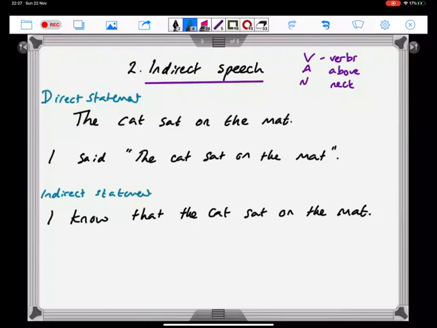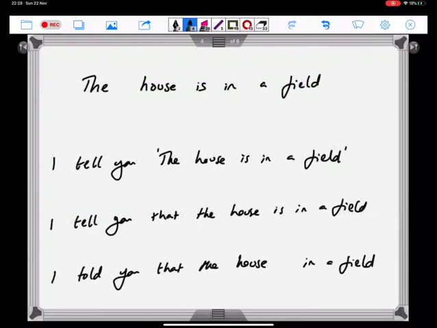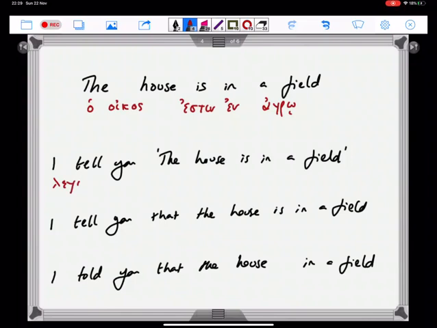Doing this in Greek is very straightforward. Let's take a phrase like "the house is in a field," because this is now one you can do in Greek. Ho oikos estin en agro. We'll make it generic without an article for the agro. I tell you, lego pros se. You should know your pronouns now after last week. We'll make them singular.